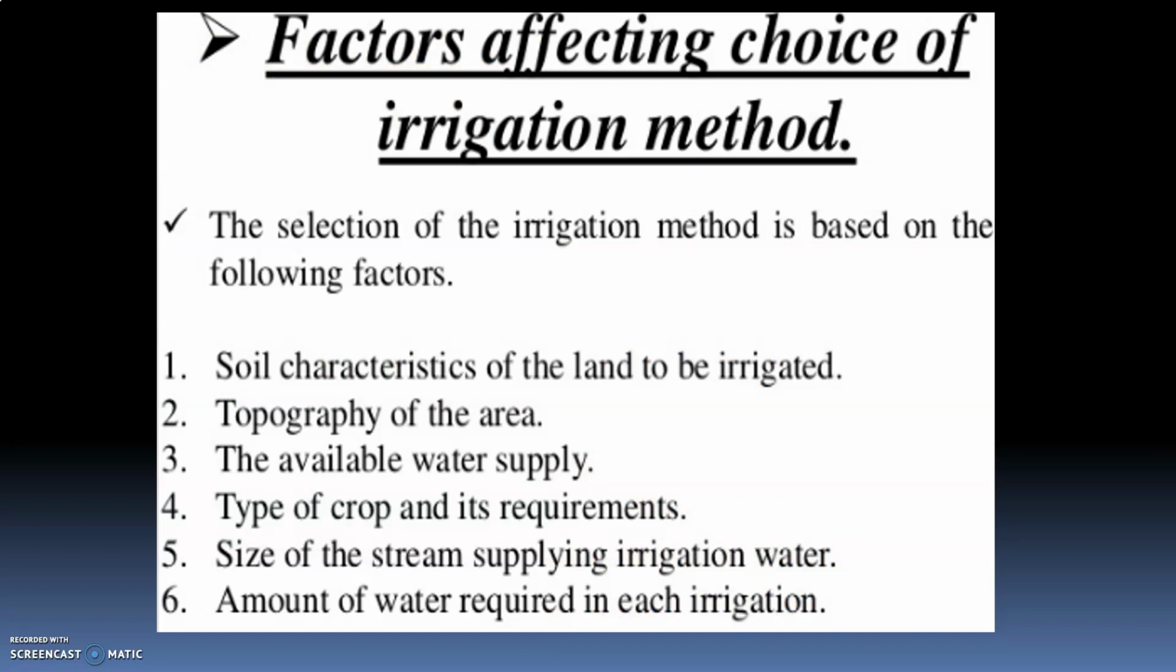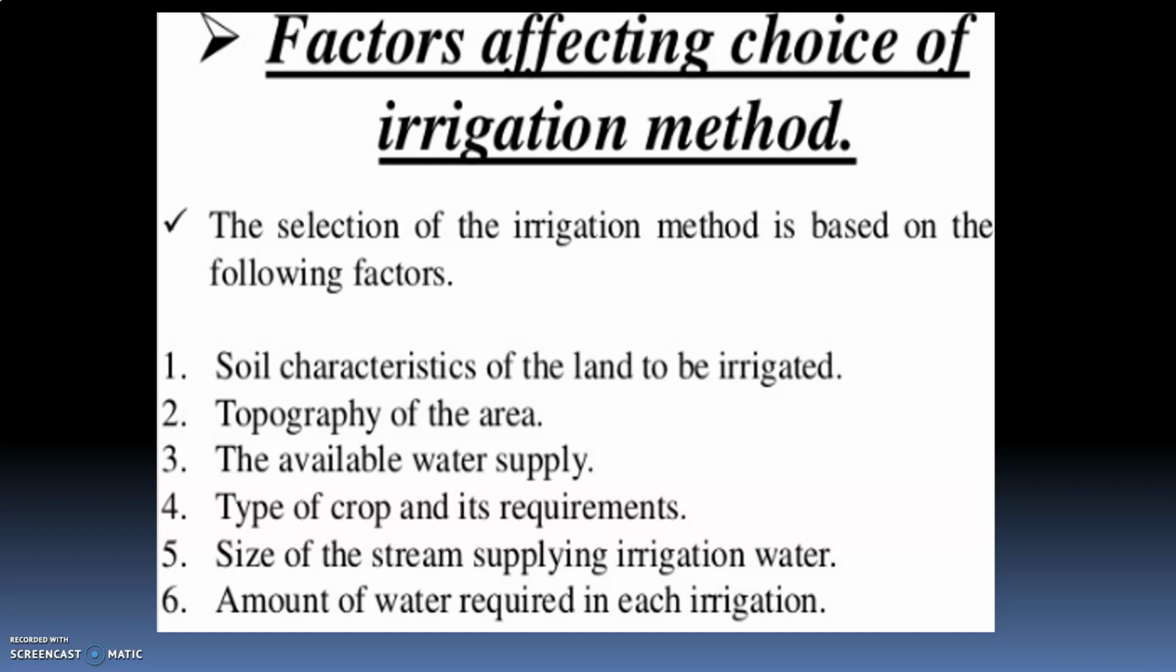Next, we'll see what are the different factors affecting the choice of irrigation method. There are different factors you have to consider before selecting any type of irrigation method. The main factors are as follows. The first one is the soil characteristics of the land to be irrigated. First, you have to see what the soil characteristics are, meaning properties of the soil, texture of the soil, everything you should know. Then the topography of the area.